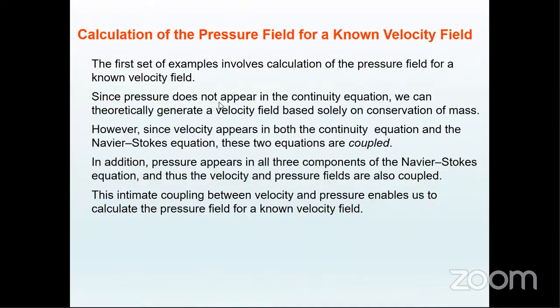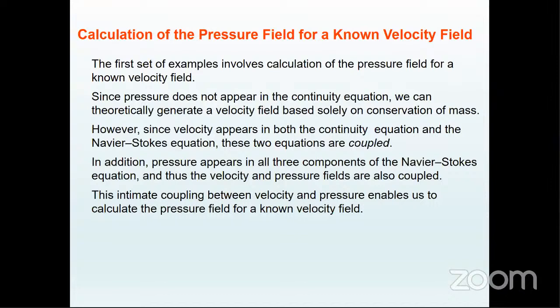Calculation of the pressure field for a known velocity field: the first set of examples involves the calculation of the pressure field for a known velocity. Since the pressure does not appear in the continuity equation, we can theoretically generate a velocity field based solely on the conservation of mass.